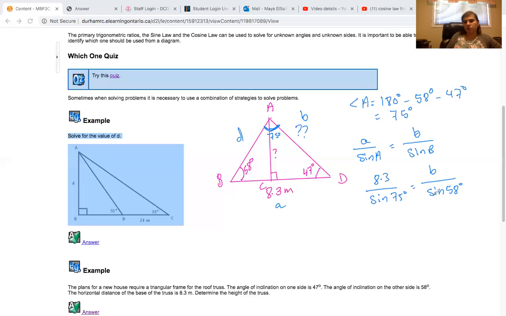So now to find B, I'm going to cross multiply, so it's going to be 8.3 times sine 58 divided by sine 75. And that's going to give me an answer of 7.3 meters. So what I did here is now I found side B, which is 7.3 meters.